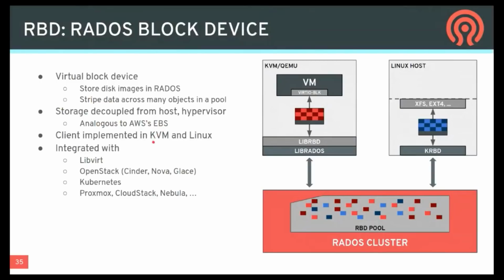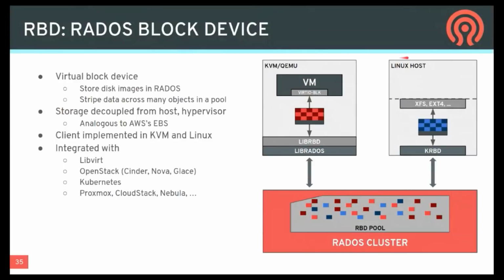And RBD is accessible via both virtualization technologies like KVM and also from a raw Linux host. So if you have a virtual machine, it would consume storage via the VirtIO block driver. The librbd and librados implementations of the RBD client link directly into KVM and QEMU. They've been very tightly integrated there for many years, so that virtual machine process is talking directly to the storage cluster on the back end.